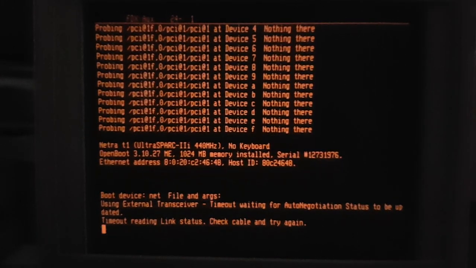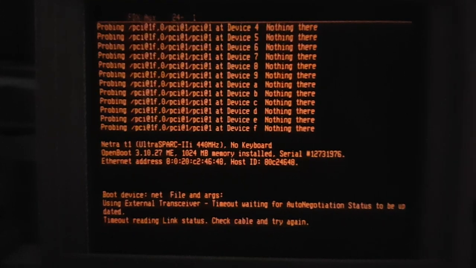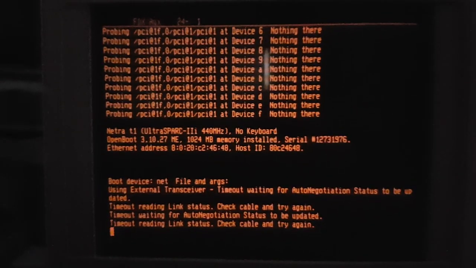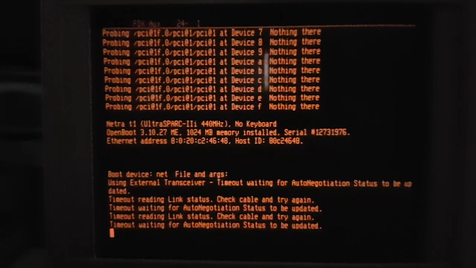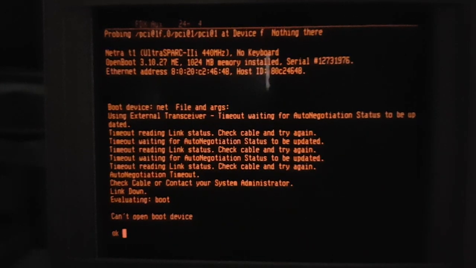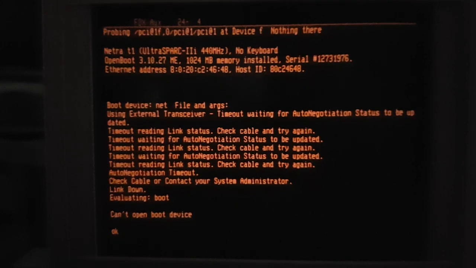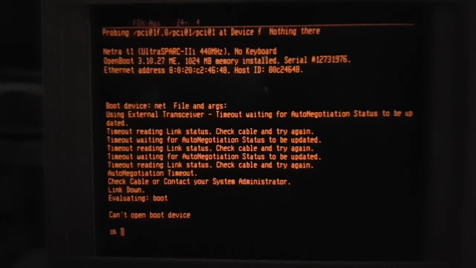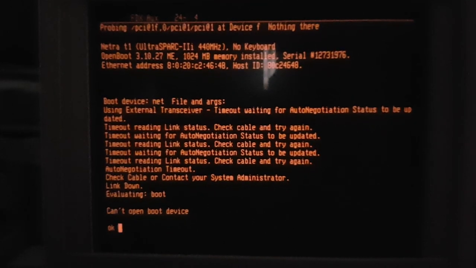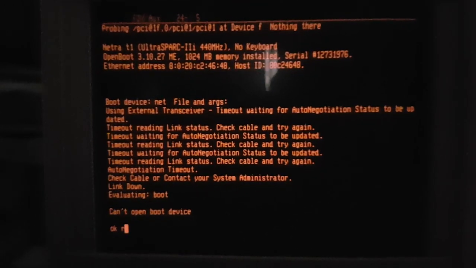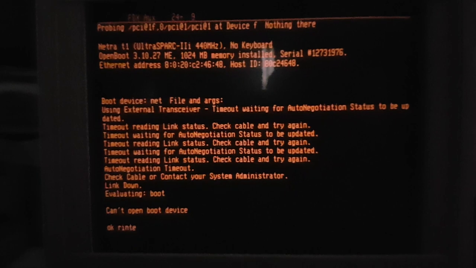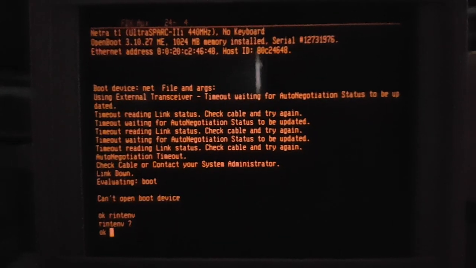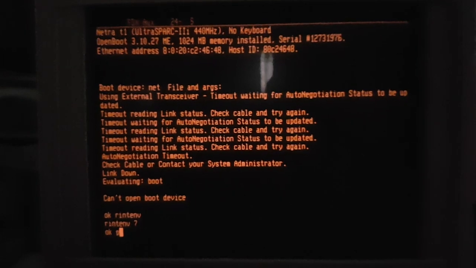Now comes the hard part. How to send a break. There you go. Can't open boot device. Well, that's not a surprise. Try that again.